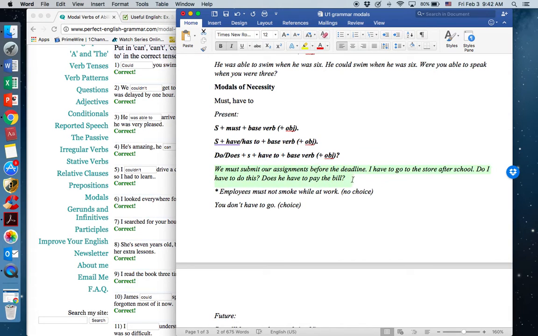So, we must submit our assignments before the deadline. Same thing as we could say, we have to submit. Some people will say that must is stronger, more obligatory. There's less of a choice. Although in practice, have to, have got to, and must are used interchangeably.